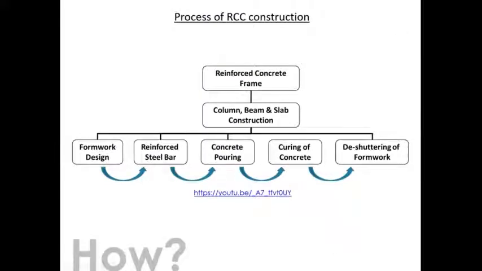Okay, now this is something interesting we are going to look at, as in how the RCC construction is carried out. Okay, so first you have a design ready with you. Now you make those RCC calculations and everything is done. Slab, beam and column calculations are done, and now on site you start with formwork design. Then the reinforcement bars or reinforcement cages are constructed and tied together and erected. Then you pour the concrete in the existing formwork.